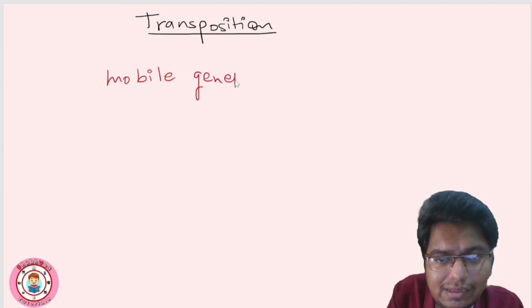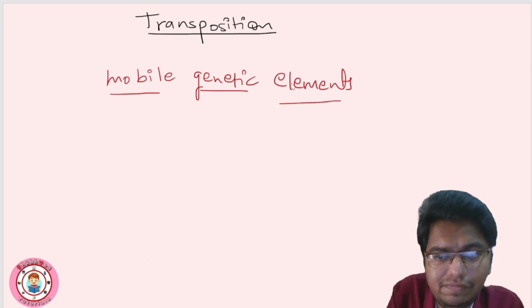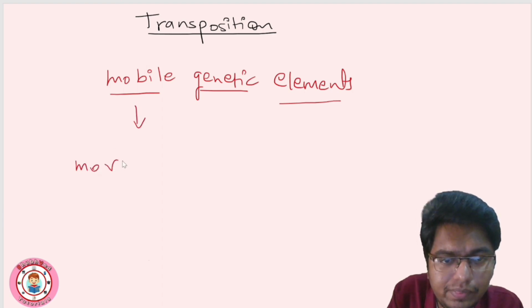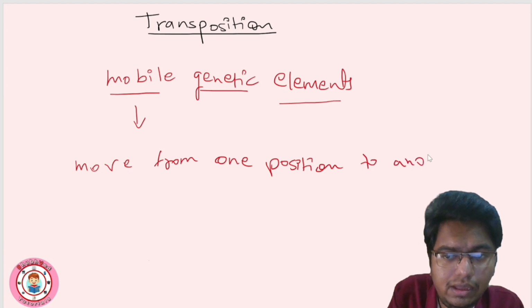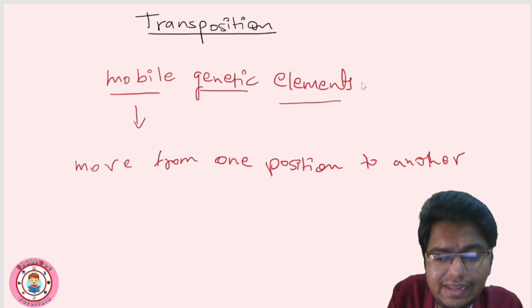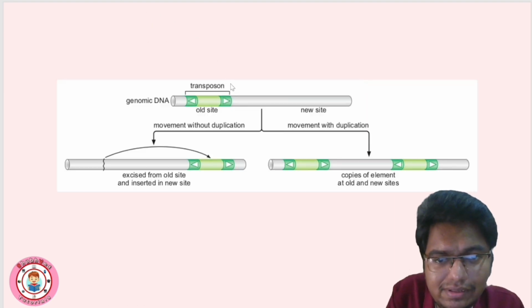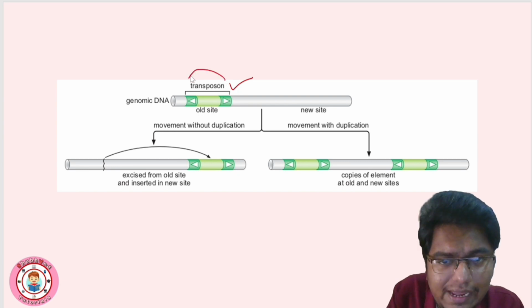Mobile genetic elements. Mobile means which can move. So those elements which can move from one position to another. So this is transposition. Let's see with the help of diagrams. See here, this is an old site, transposon. The element which can move from one place to another is known as transposon.